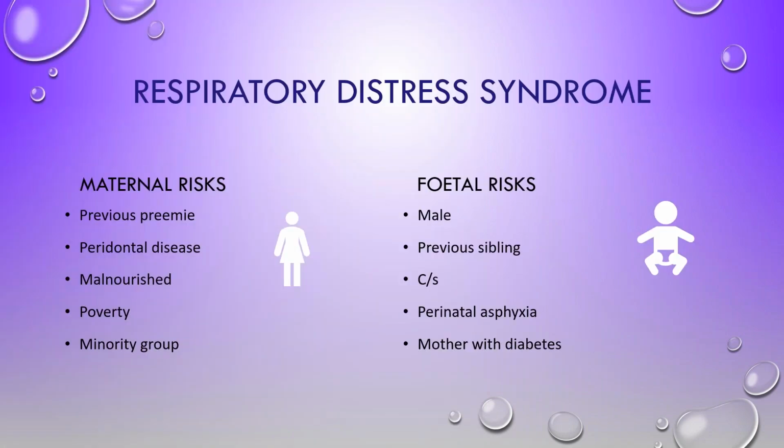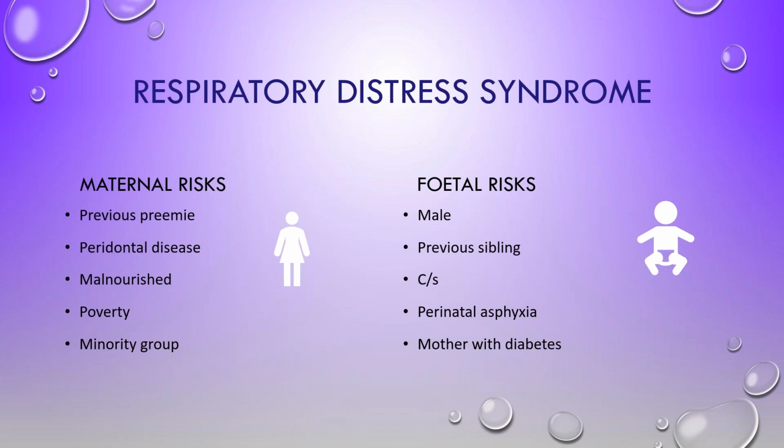So what causes respiratory distress syndrome? The maternal risks will be a previous preemie. Please also be aware there's a few articles that have recently been published talking about preemies having preemies. So a mother who's had a previous preemie can have another one, and it is now starting to be documented that very often preemies' parents were preemies. Periodontal disease, malnourishment, as we've spoken about, poverty, and being a minority group.